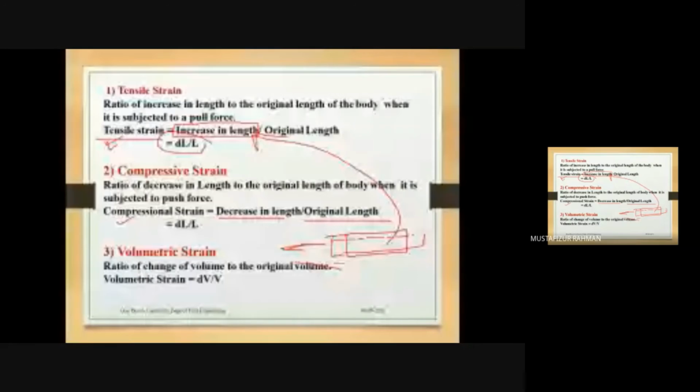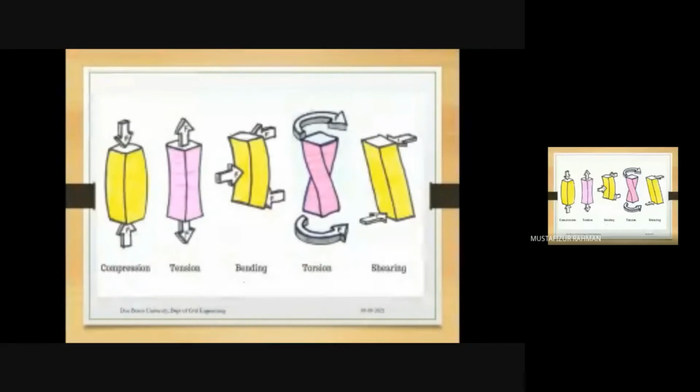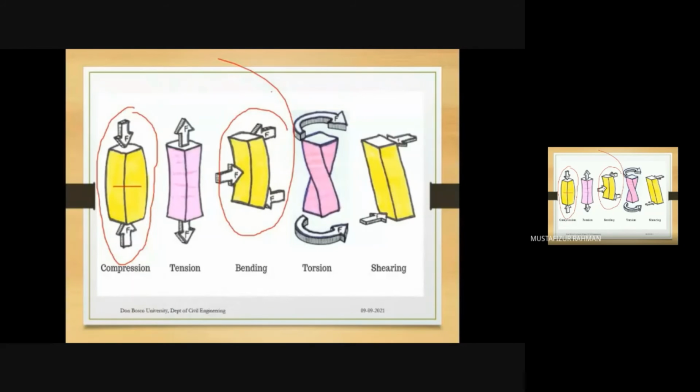But in volumetric strain, we are considering the entire volume. What is the change in volume divided by original volume? So once again, very simple. If it is compressive strain, it will be acting like this. It will bulge and at some point it may fail. If it is tension, it will be acting like this. The section will become thinner as it is elongated, right? That way. This is bending. This is torsion, twisting is acting on it, and this is shearing, two parallel forces acting in the opposite direction. That way.